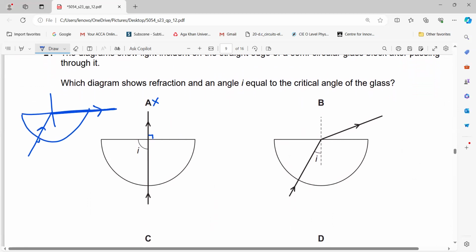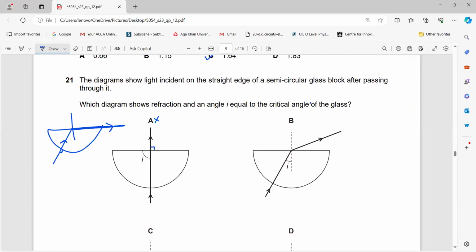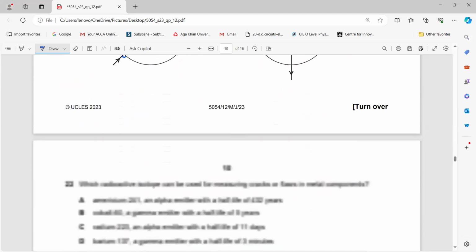So A is not the answer. Definitely B is not the answer because in B normal bending is happening. Now let's talk about C. I guess my answer is C. You need to understand it does not bend here. Why? Because the light ray enters perpendicularly here. So 21 is C. Very good.